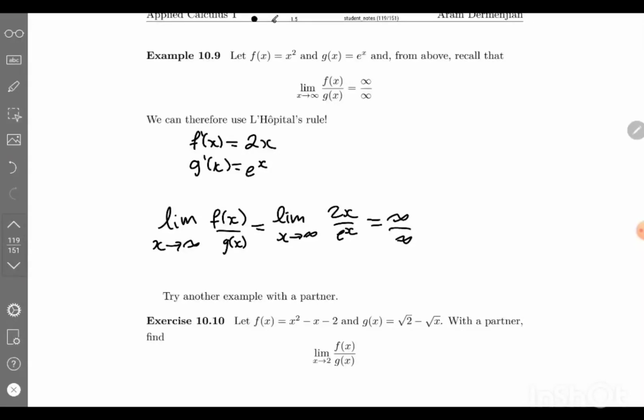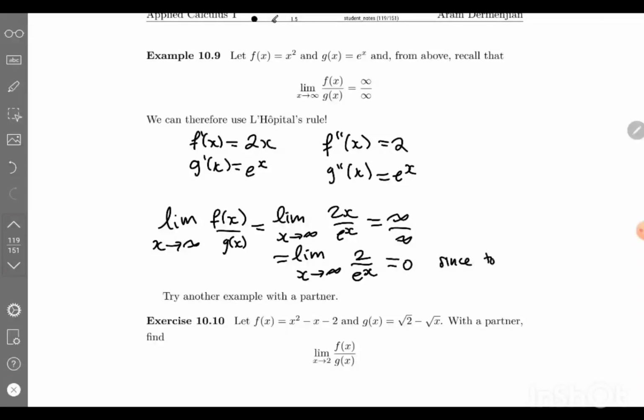Basically we just differentiate again, so we take a second derivative. f double prime of x is just going to be equal to 2. If we do the same thing with g double prime, this doesn't change, so we get e to the x. Therefore, we can use L'Hopital's rule, and this is going to be equal to the limit as x goes to infinity of 2 over e to the x. Now in this case, we know the bottom part goes to infinity and the top stays constant, and so this is going to equal 0.